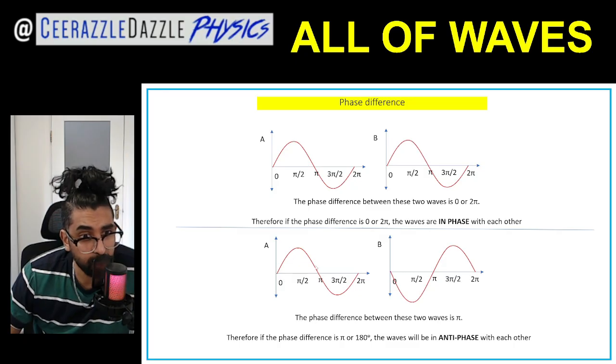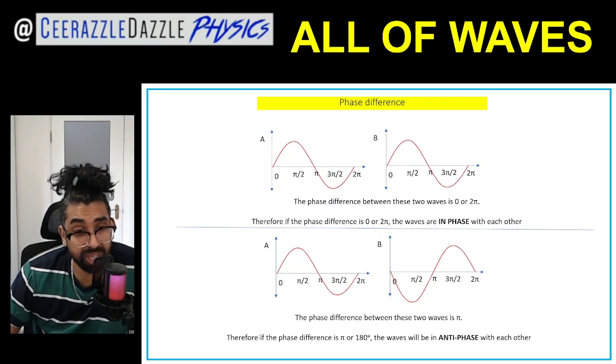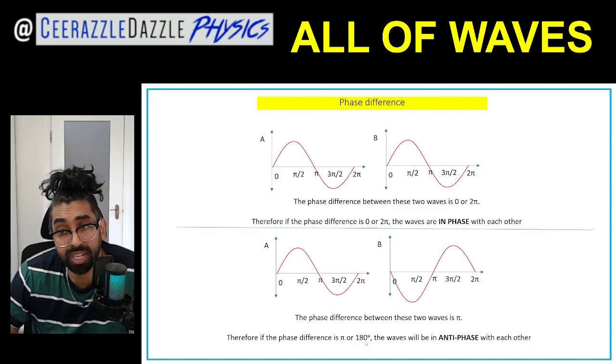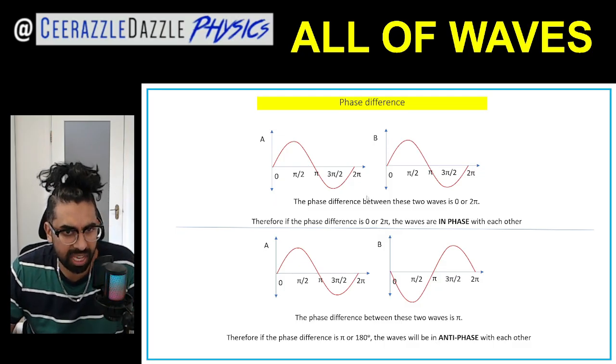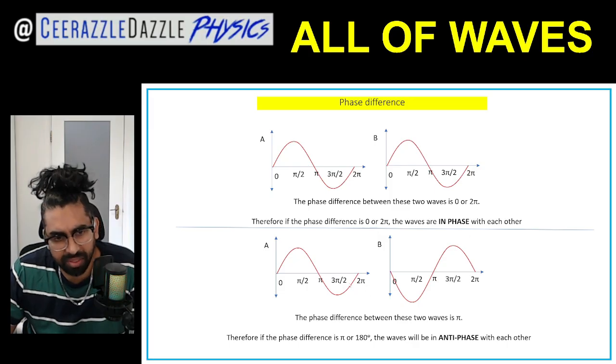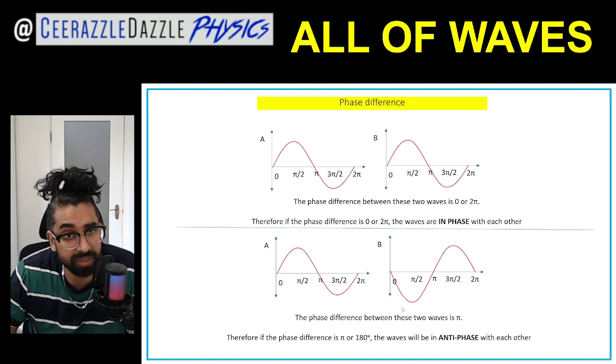Well, look, this one is going up and this one is going down. If I was to shift the first wave by pi, it would move over to here. So this hump would move over to there, and this one will fill in the gap here. So now the phase difference between these two waves is pi. Therefore we can say that if the phase difference is pi or 180 degrees, they're going to be in antiphase to each other. So the top one is in phase because they have a phase difference of 0 or 2 pi, and the bottom one is in antiphase because they have a phase difference of pi or 180 degrees.